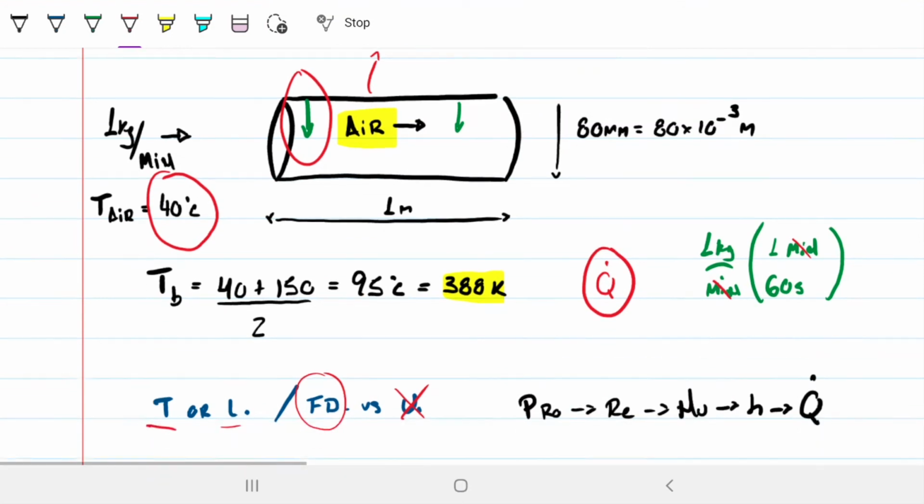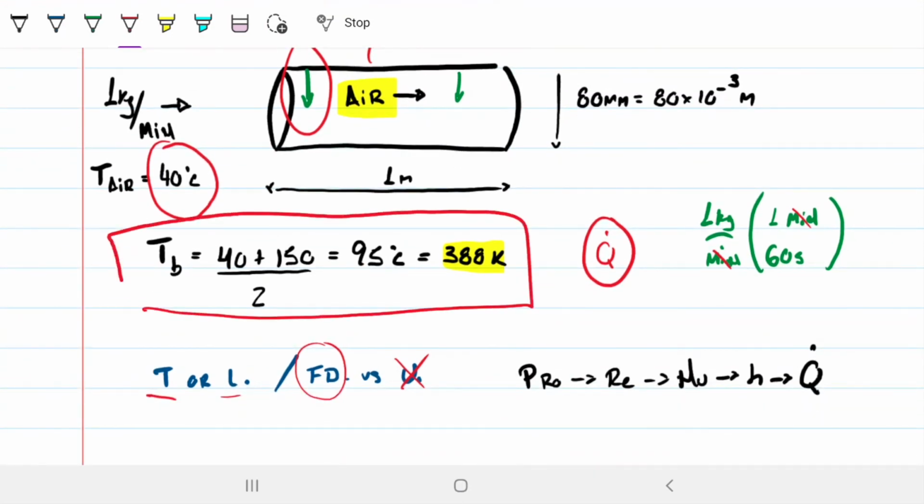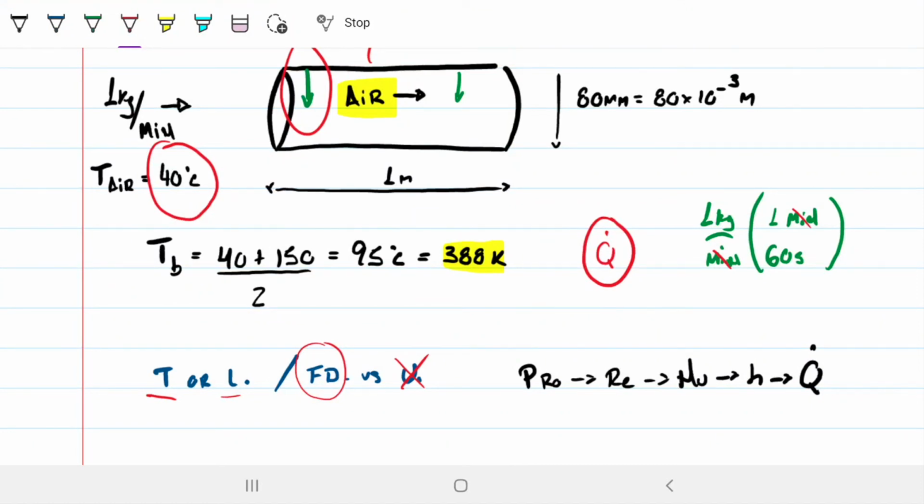So, depending on what you do initially here, then you might need to do a couple more iterations like I did just now. Depending on if you were to guess about 50 or 60, you probably wouldn't have to go back and do it all over again.